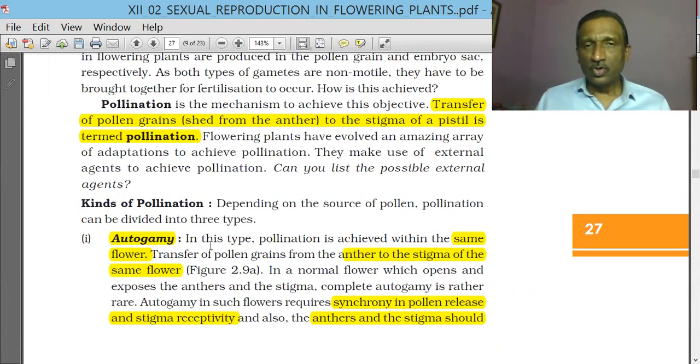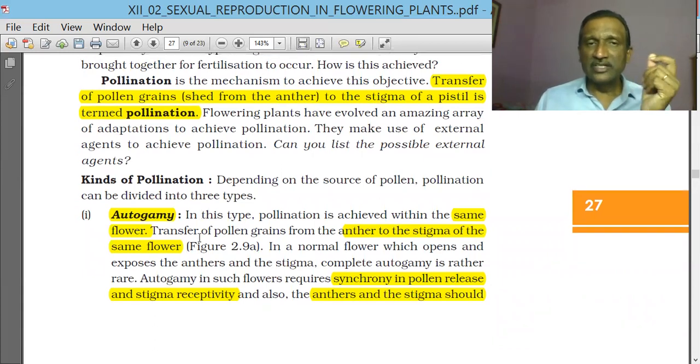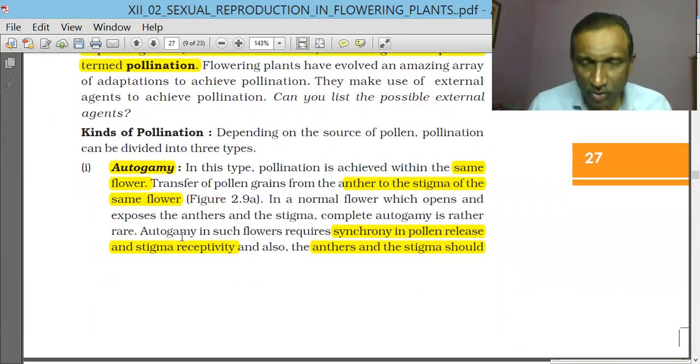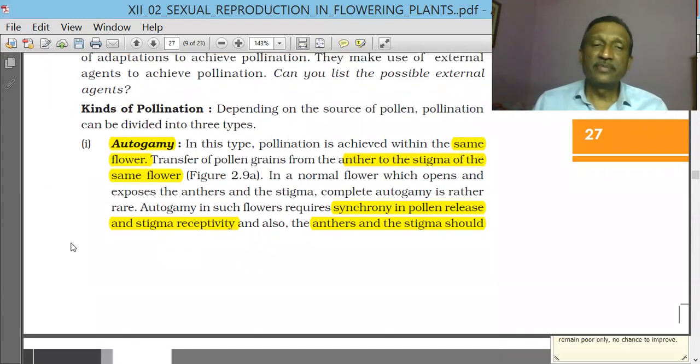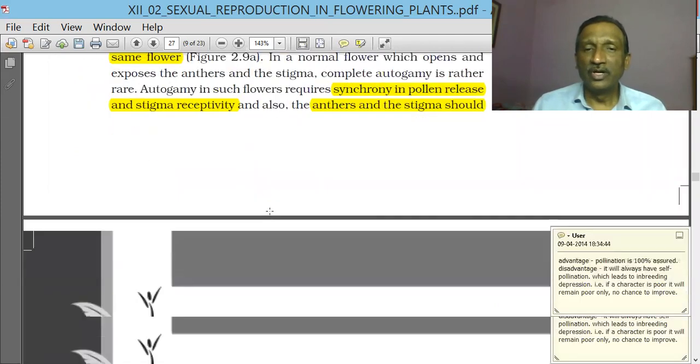When autogamy has to occur, three things are very, very important. First of all, the male and the female organ should be in close proximity. Secondly, they should mature at more or less the same time, so that no sooner are the pollen grains released than the stigma also becomes receptive. So all these things are very important for autogamy to occur.